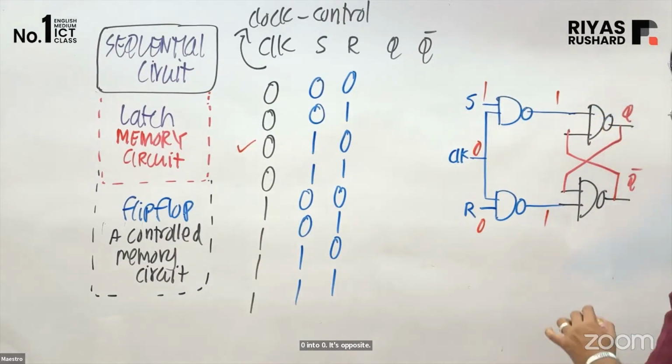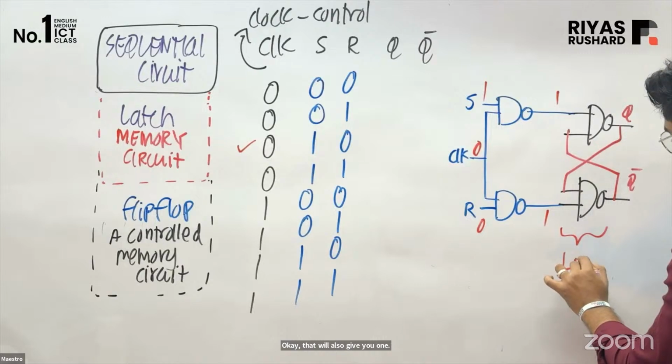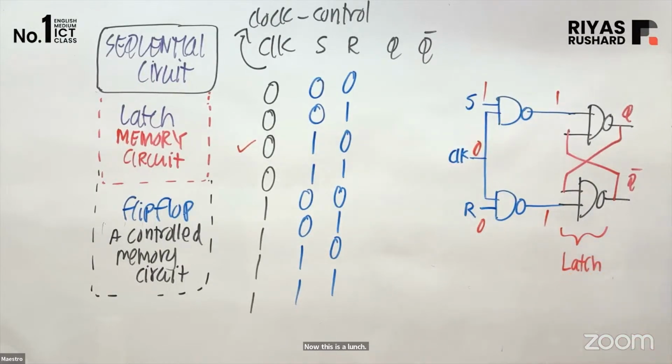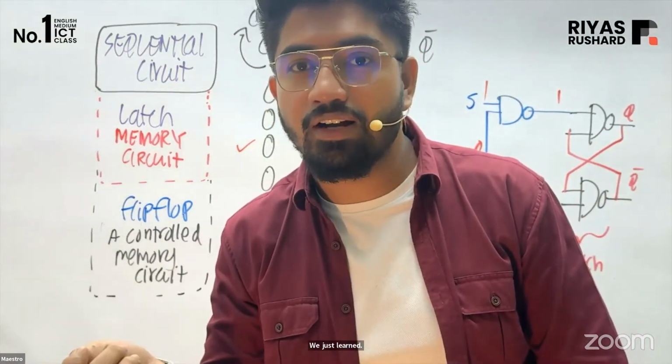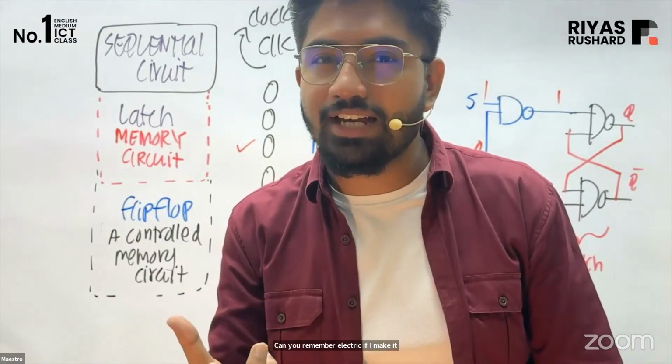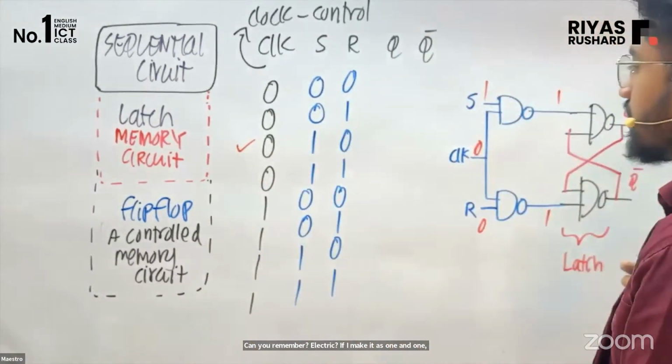Now, this is a latch. In this latch, if I use 1 and 1, we just learned. Can you remember? A latch, if I make it 1 and 1, will give you the previous state, and I can call it what? Memory.